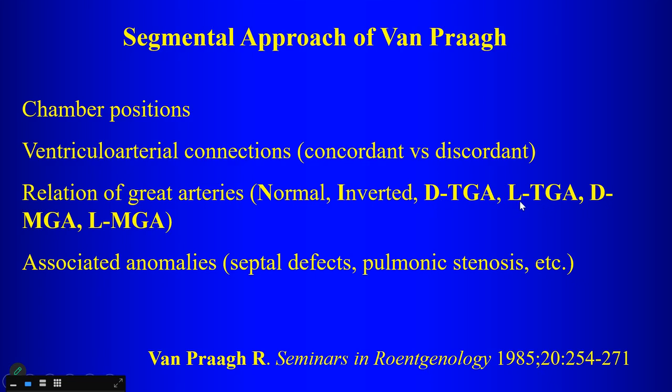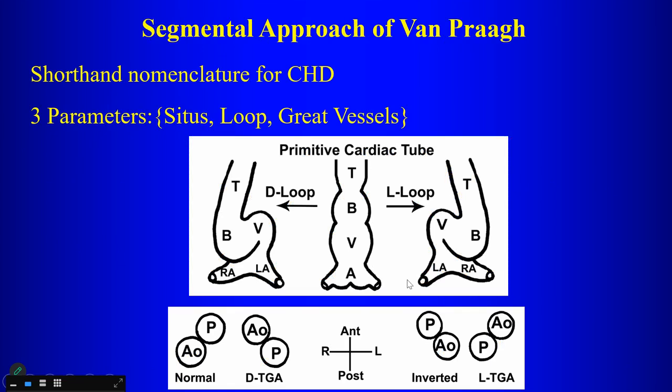Now, that's a shortcut. The D and the L kind of give you an indication of whether the aorta is going to be to the right or to the left of the pulmonary artery. But the D and the L here do not specifically refer to the position of the aorta. The D and the L here refer to what? The cardiac looping in embryology. Right. But it's a nice shortcut that it tends to coincide with the position of the aorta. Okay? And then we will look at associated anomalies: septal defects, pulmonic stenosis, atrial defects, VSDs, etc.